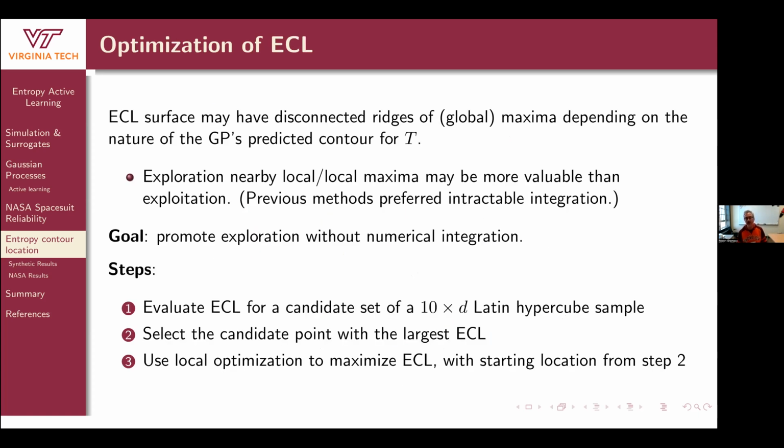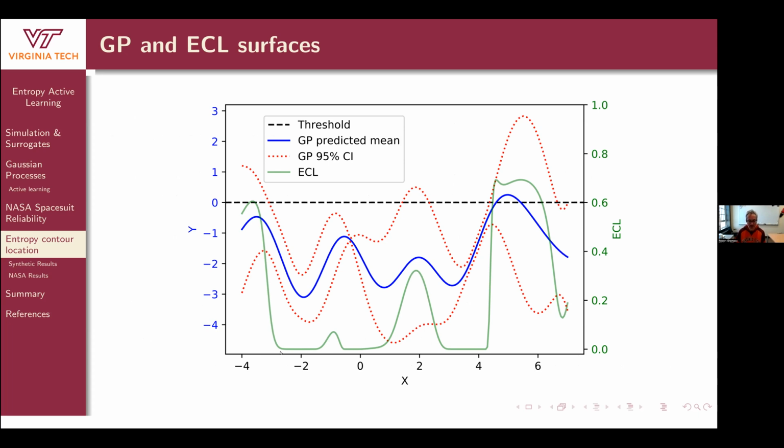One thing you might notice from that very simple example is that the ECL surface might have disconnected regions. In fact, in higher dimension, it's going to have ridges of global optima depending on the nature of the predictive surface. So let's go back. This is just saying that this green surface is multimodal. And this is true in expected improvement as well. You probably remember seeing that the expected improvement surface was multimodal. So somehow we're going to need an optimization strategy to find the peaks in this region and explore locally in those peaks.